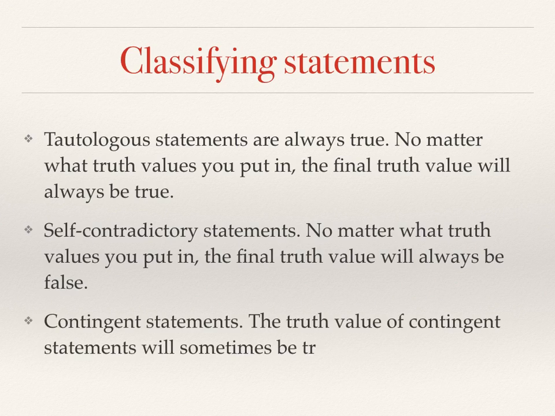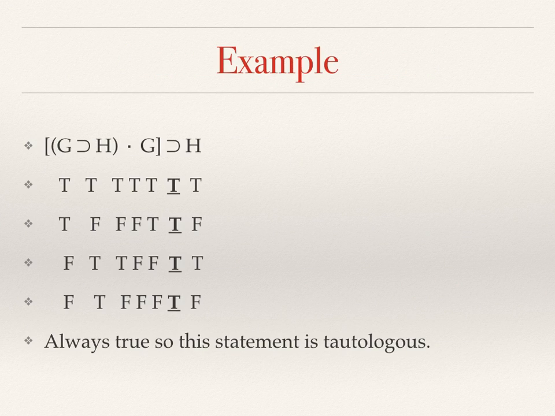And lastly, contingent statements, which is usually what we deal with in everyday life, will sometimes be true, sometimes false. So you'll have at least one true and one false result in the truth table. You won't have all one or the other. So let's give an example.